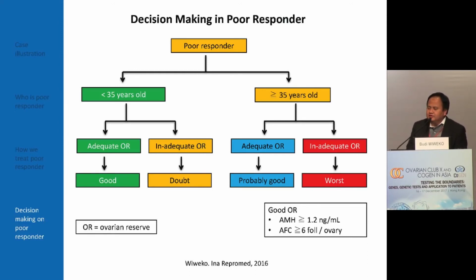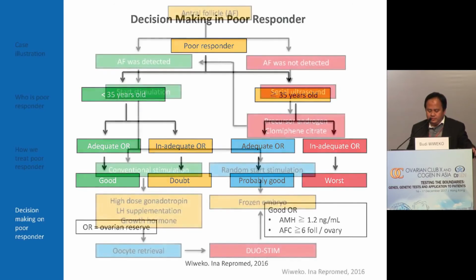I think if we have poor responder patients, they should be classified as less than 35 years old and more than 35 years old. Those with adequate ovarian reserve correspond to Poseidon group 1, and if they have inadequate ovarian response, they correspond to Poseidon group 3. The more than 35 years old with adequate ovarian reserve correspond to Poseidon group 2, and this is Poseidon group 4. This is the worst prognosis, while groups 1 and 2 have a better prognosis compared to groups 3 and 4.